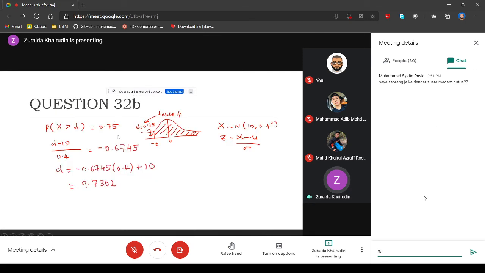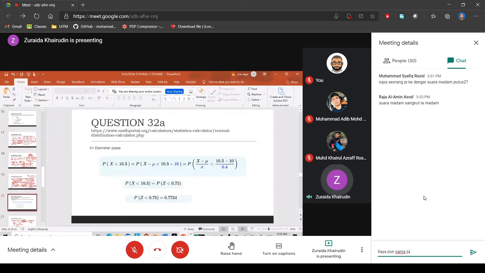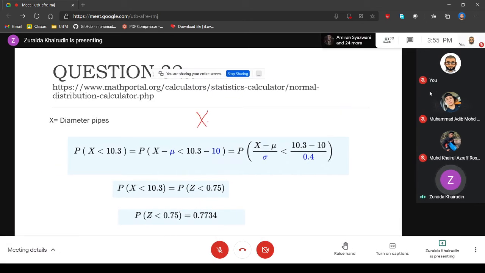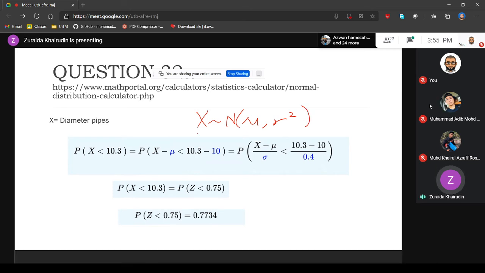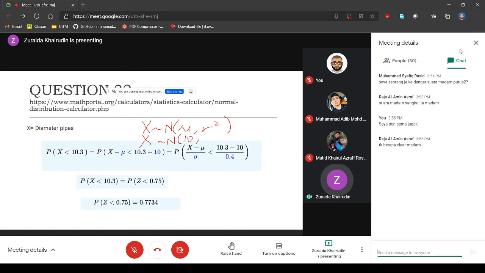Here I said normally distributed. When I say normally distributed, remember from chapter 1, normal distribution: X is normally distributed with mean and variance. So from the question just now, X is the diameter of pipes. X is normally distributed with mean 10 and standard deviation 0.4.